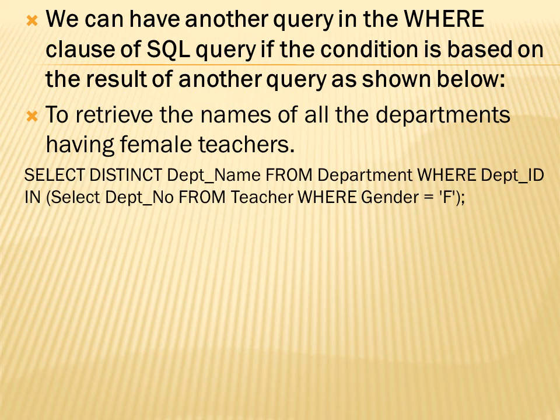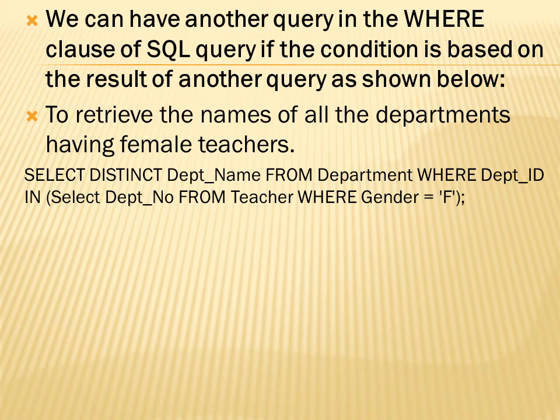Select distinct department name. Distinct we are using so that the department name is not repeated. Select distinct department name from the table where department ID in select. Now you are using the second query: select department number from teacher where gender is equal to F. Now gender is specified in the teacher table.